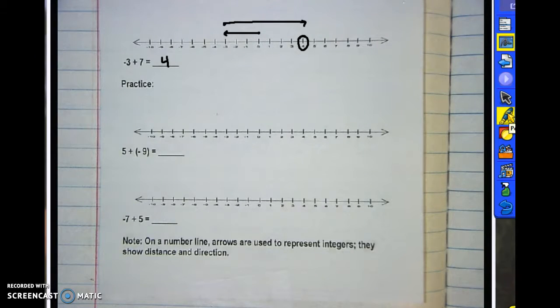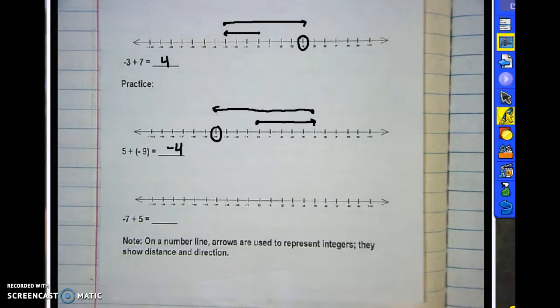So for number 2, again, we're going to start our first arrow at 0. And my first number is 5, so I'm going to go to the right 5. Now we start our second arrow at 5, because this is where our first number begins. And we're adding -9. So since it's negative, we're going to go to the left 9 places. That's 5, 6, 7, 8, 9. And I stop at -4.